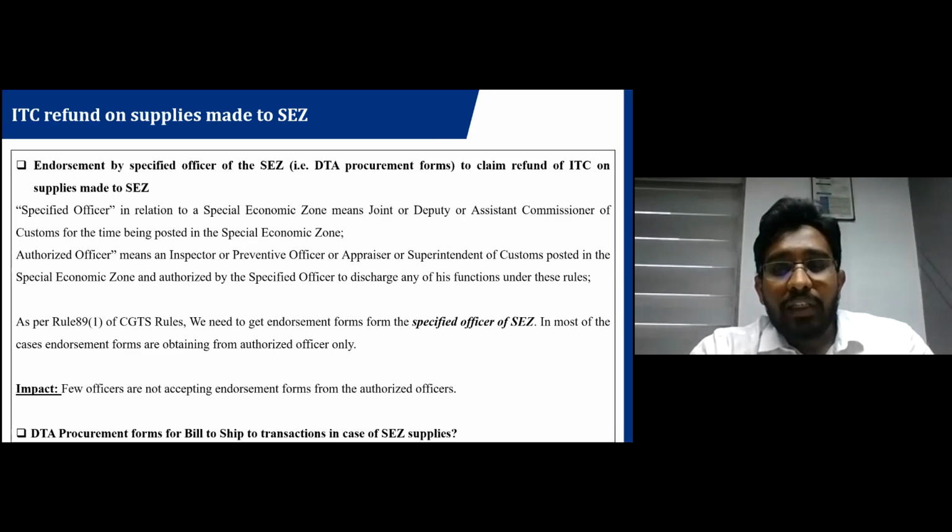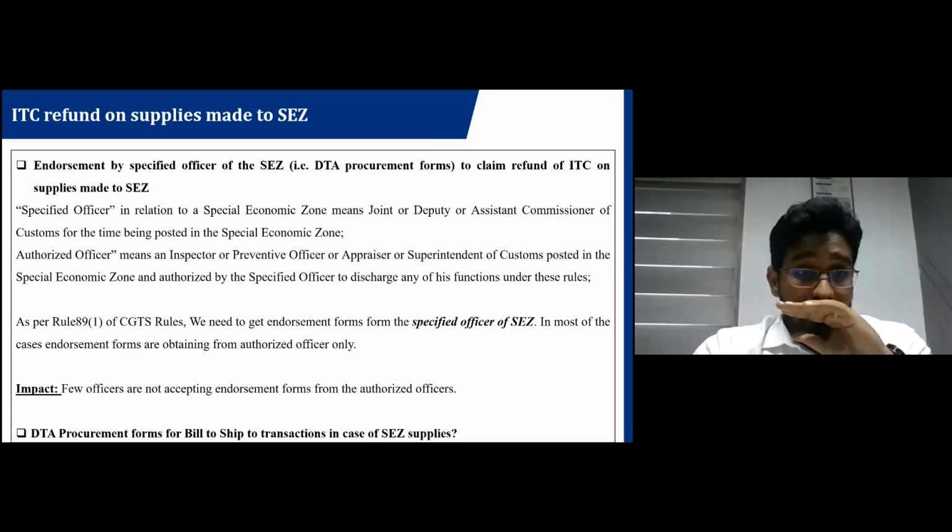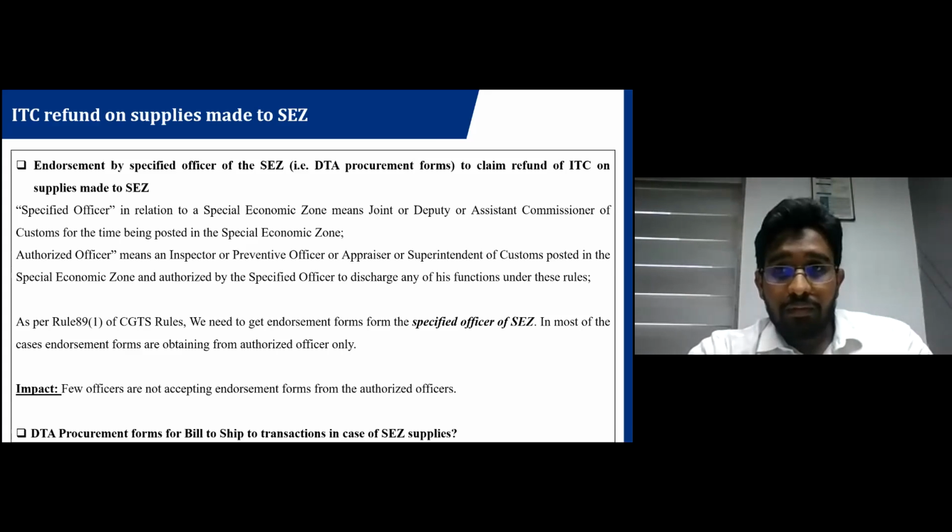In DTA procurement, such DTA procurement forms were signed by the authorized officer. But if you see Rule 89, it prescribes a specified officer. As per the SEZ Act, first see who is the authorized officer and who is the specified officer. As per the SEZ Act, authorized officer means up to superintendent of customs level. Up to superintendent, he is called authorized officer. From assistant commissioner up to joint commissioner, more than superintendent and up to deputy or joint commissioner, he is called specified officer as per the SEZ Act.